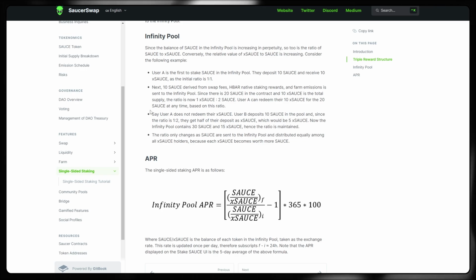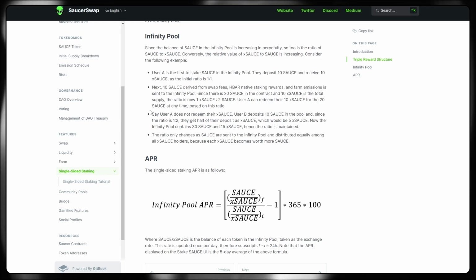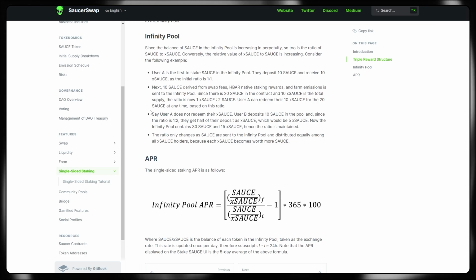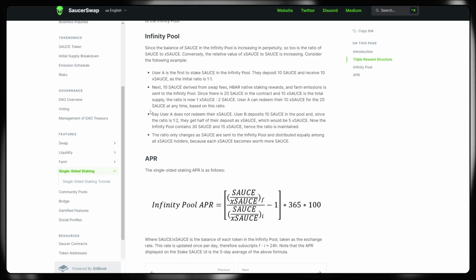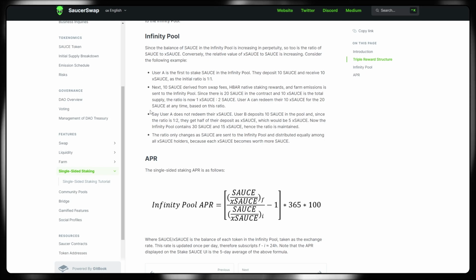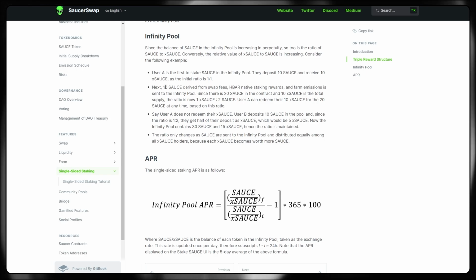Say user A does not redeem their XSAUCE, and user B deposits 10 source in the pool. Since the ratio is 1:2, they get half of their deposit as XSAUCE, which would be 5 XSAUCE. Now the infinity pool contains 30 source and 15 XSAUCE, hence the ratio is maintained at 1:2. The ratio only changes as source is sent to the infinity pool and distributed equally among all XSAUCE holders, because each XSAUCE becomes worth more source.